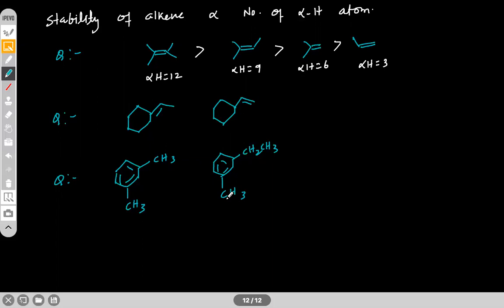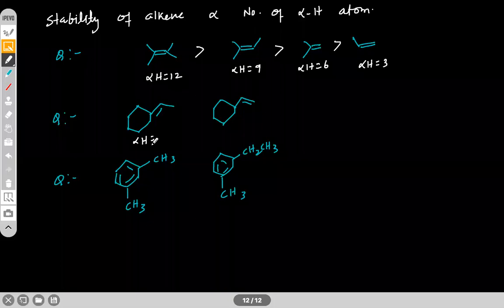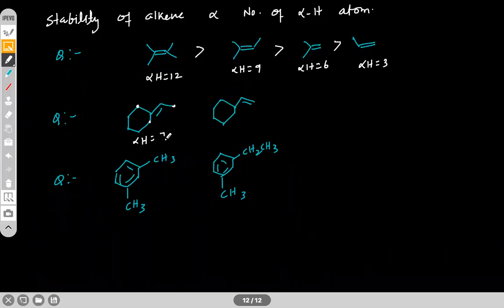Okay. The first one, again we count alpha hydrogen. Number of alpha hydrogen here, could you tell me? This is the alpha carbon, this is the alpha carbon, and this is the alpha carbon. So 3 plus 2 plus 2, 7.